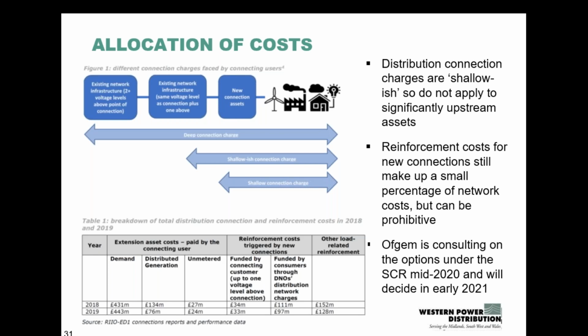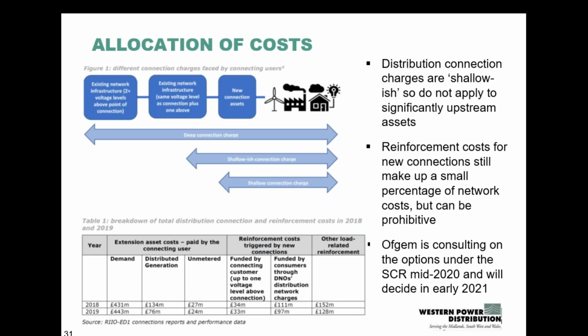Then if you were to say what a deep connection charge would be, that means that the customer who's connecting not only pays for charges for the existing network, but they also pay, working right from left, for the charges for the existing network, for the new connection assets, for the existing infrastructure on the same voltage level, and any connections one voltage level above that. And then the far left box as well is any existing infrastructure two voltage levels above that as well. So that's what's called a deep connection charge.